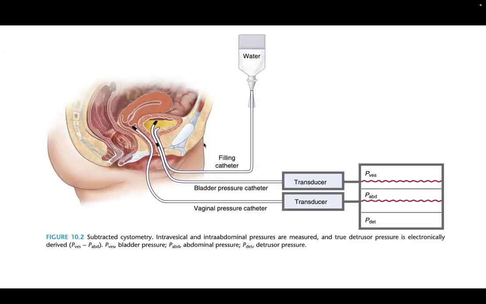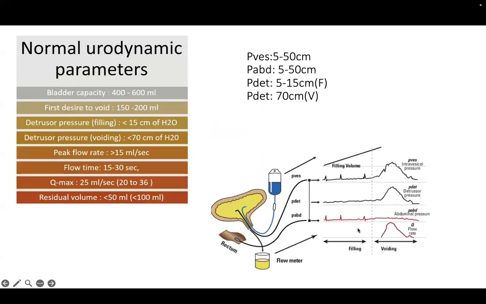In this picture, we can see two catheters inserted inside the bladder, one for filling the bladder with saline, and another to measure the intravesical pressure, and another catheter inside the vagina or rectum to measure the intra-abdominal pressure. Intra-abdominal pressure is expressed as P-abd, vesical pressure as P-ves, and detrusor pressure as P-det. Through the transducer, we will measure the abdominal and vesical pressure. However, we do not have anything to measure detrusor pressure. So how will you measure the detrusor pressure?